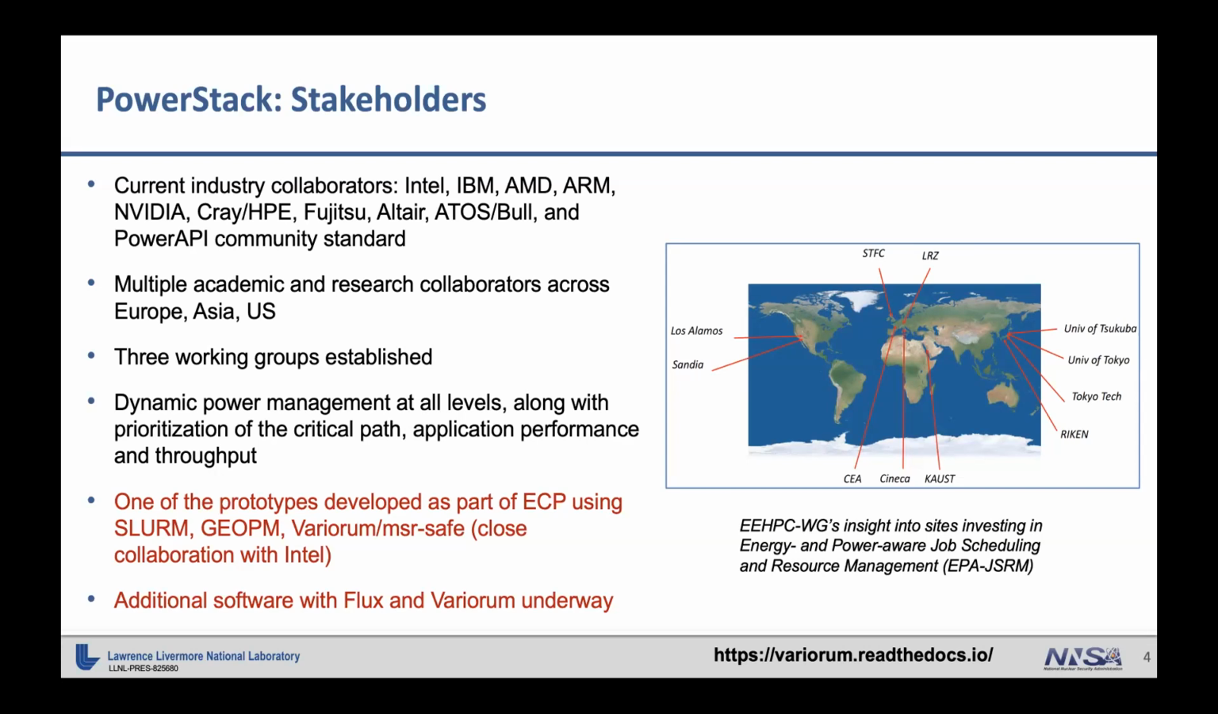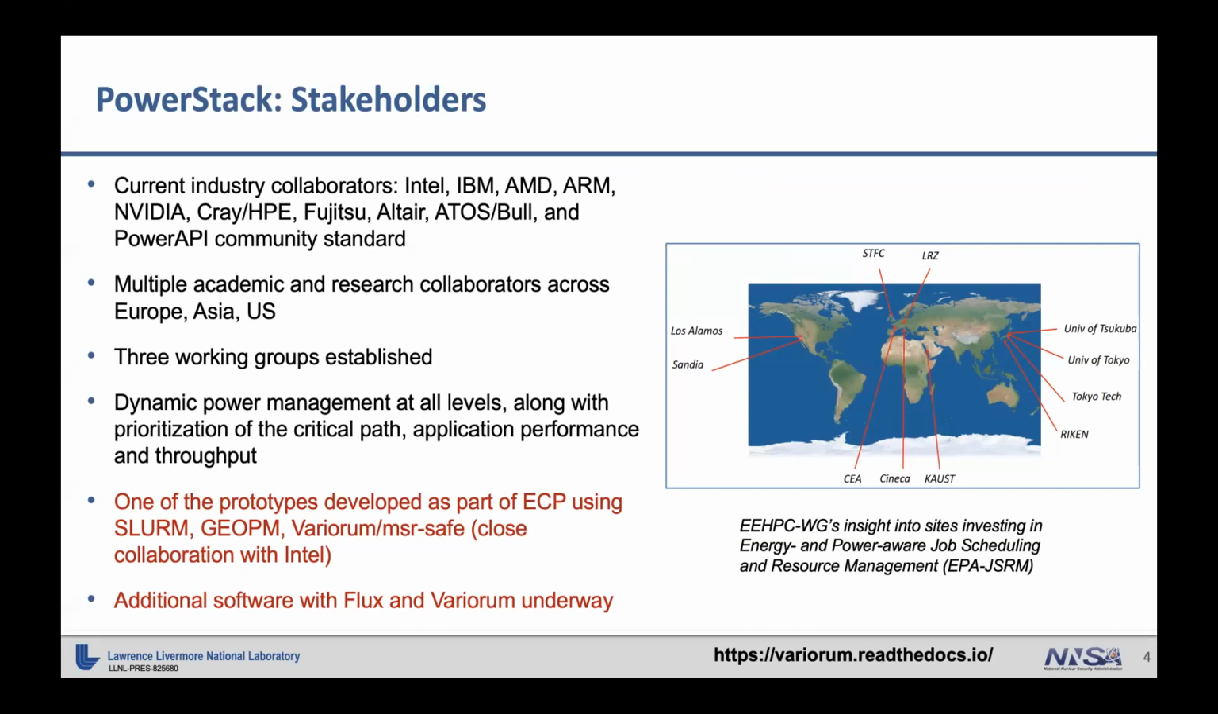the previous slide. So we have a working group focusing on the component level knobs and controls. We have a working group focused at the job level, and then a working group focused at the application level. One of the Powerstack prototypes was developed under ECP a while back and uses Slurm, Variorum/MSR Safe, and a job level runtime system known as Geopm. And we'll be going into more detail, of course, in the next few slides on this integration.